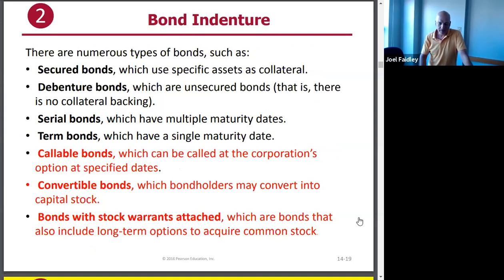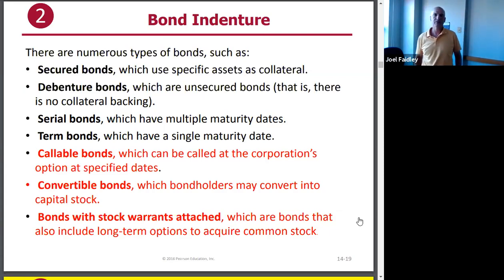A lot of different types of bonds: secured bonds, debenture bonds, serial bonds, term bonds. I'm not into asking you to list types of bonds and stuff on exams. I'm more about you learning the mechanics of making journal entries that impact your financial statements. But you do need to understand what these are, especially those last 3, because that's probably the more important part of this chapter when we talk about types of bonds.